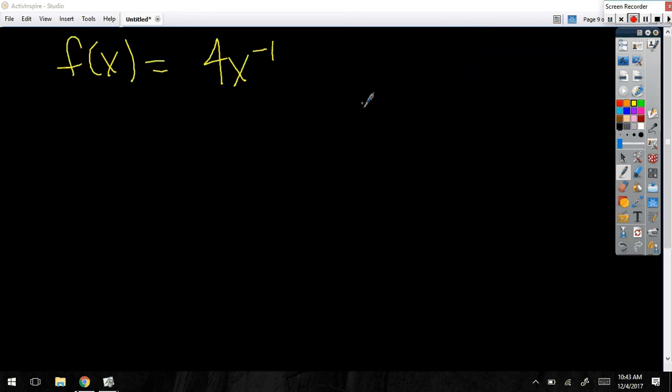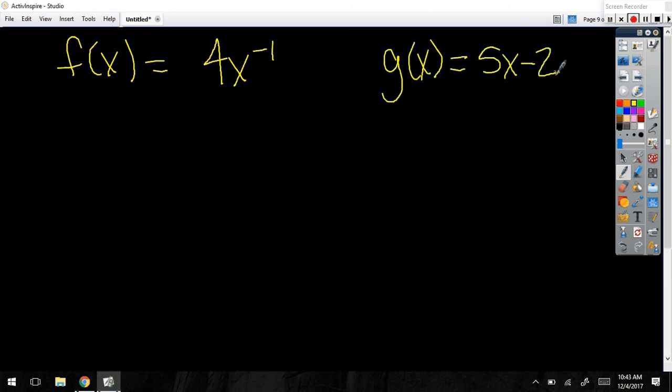I'm going to redefine my g and f. Remember what happens when I have a negative exponent? What does that mean? You have to flip it. It flips, okay?